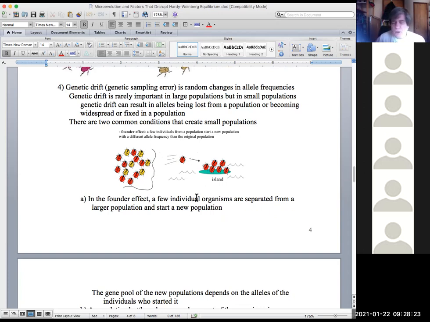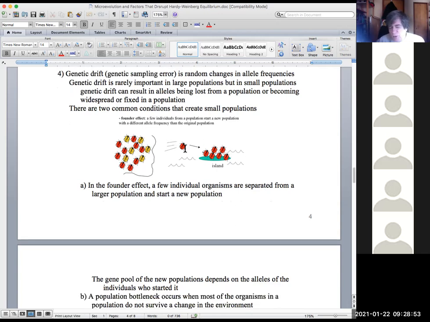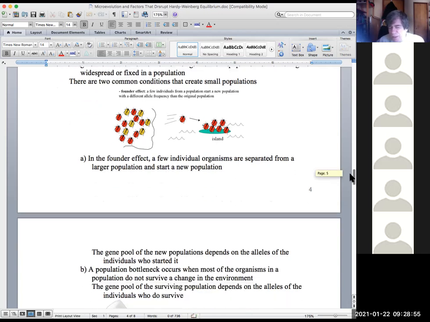populations. So we mentioned one the other day, the founder effect, where one or a few individuals get separated from the main population and start a new population. And when that happens, then this new population, its gene pool, the allele frequencies, that's going to depend on the individuals that were in that founding population. So here's an example showing one individual getting separated.